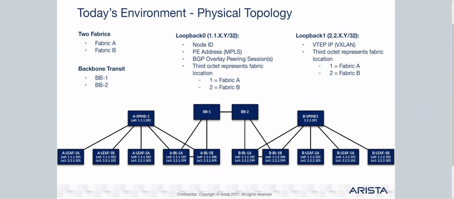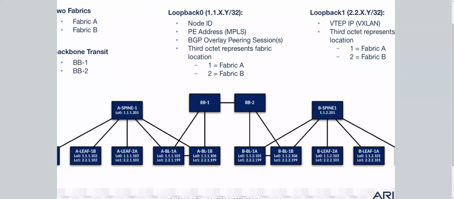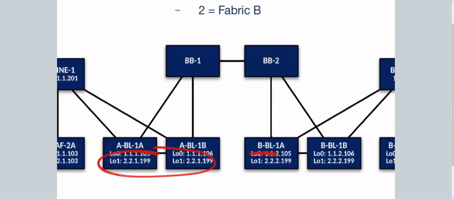Finally, the fourth octet will represent that node's respective device ID. And in the case of MLAG, which we will see in demos 2 and 3, loopback 1 will be the same address on the border leaf nodes in each respective fabric. Those will be serving as our gateway nodes.